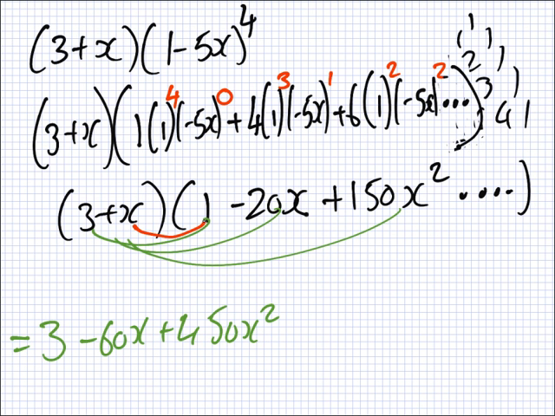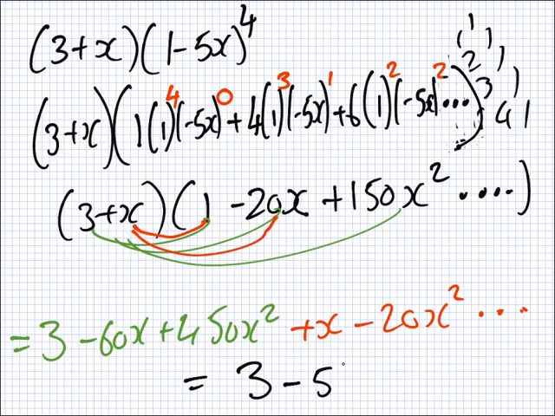But I'll just need to do 3 times, x times 1 I'll have to do, x times 20x. But will I need to do x times x squared here? It's going to be cubed, which is too far. So I just have to do 2. So that's plus x minus 20x squared, and the rest I don't care about. So now we add them. That's 3 minus 59x plus 430x squared, dot, dot, dot.